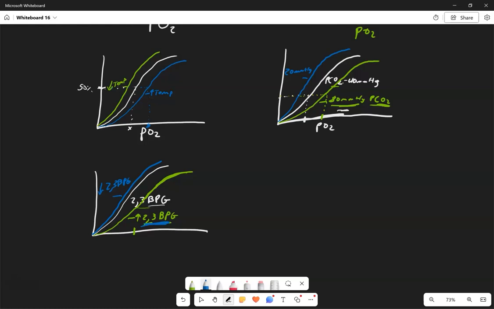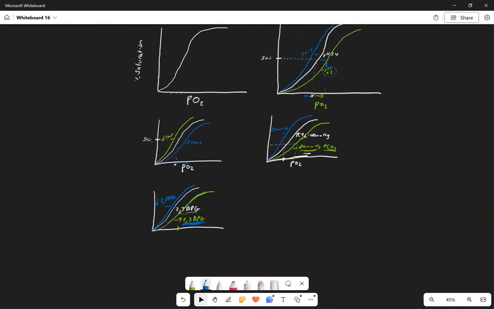Okay, so 2,3-BPG is something that actually accumulates at high altitudes, right? So if you go train at high altitudes, you can get your body to basically have a higher natural level of 2,3-BPG, which makes it easier for you to unload oxygen at your tissues.